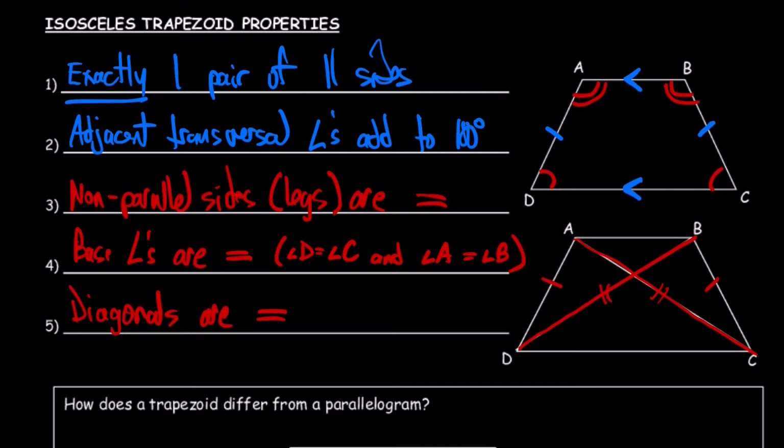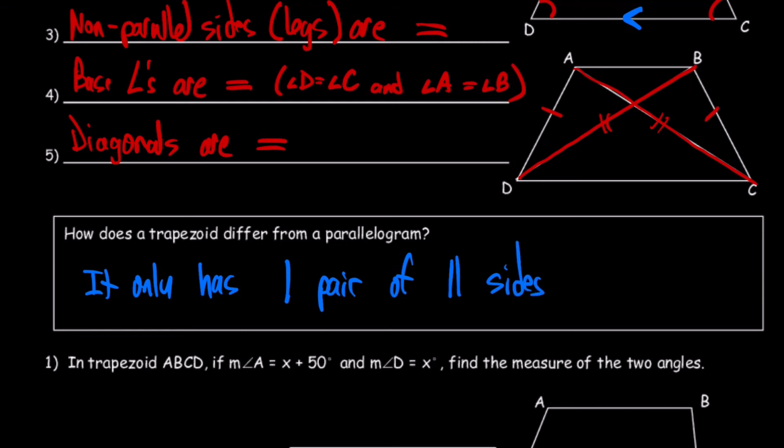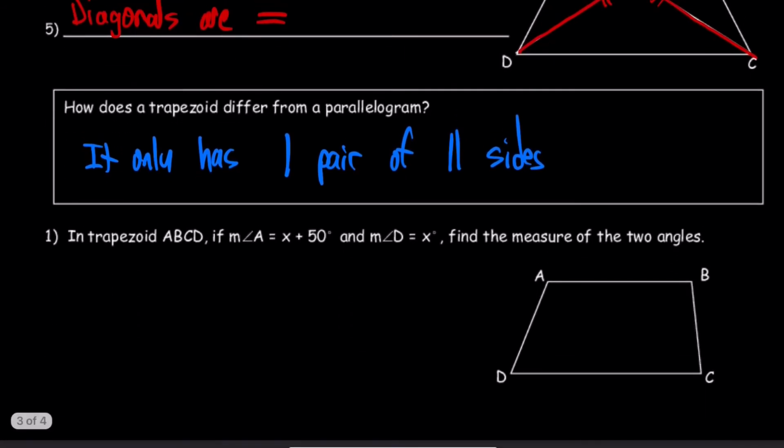So, how does a trapezoid differ from a parallelogram? It only has one pair of parallel sides. No more, no less. Okay, let's do a couple examples, and then we'll call it a day for 3.9.